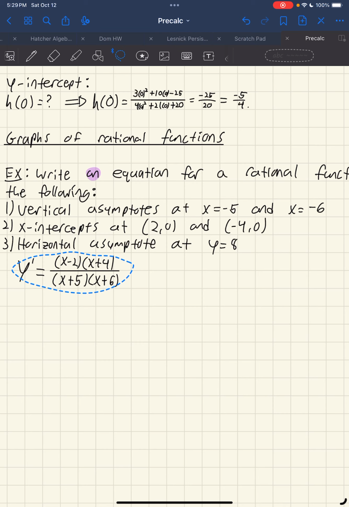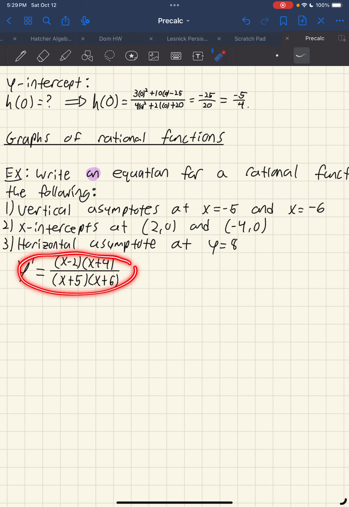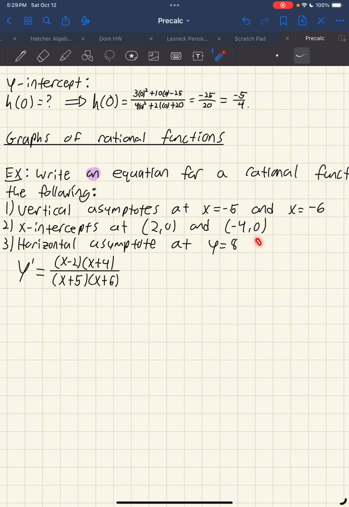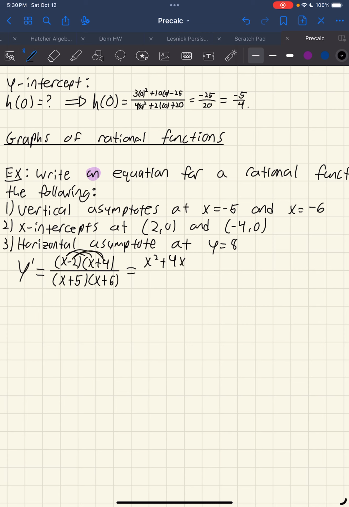At this point, we've satisfied 1 and 2. Now we need to make sure we satisfied 3. To do that, maybe let's expand it. Expanding the top, we'll get x times 4, so it'll be x squared plus 4x. And then we'll get -2 times x, -2 times 4, will be -2x minus 8, over. Expanding the bottom, we'll get x squared plus 6x plus 5x plus 30.